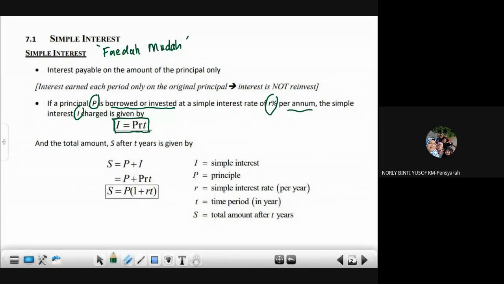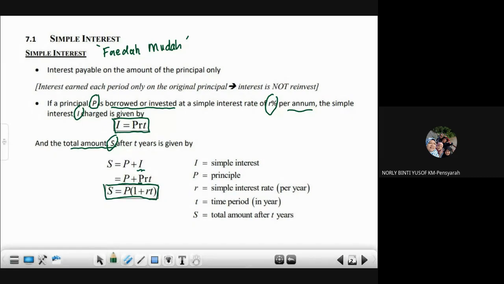So this is simple interest, and then the total amount S after T years, that means total amount adalah S, actually is your principal plus your interest. So principal plus interest adalah P plus PRT. If you sub, so you can take out P as factor, so you akan dapat formula sum total amount is principal in bracket 1 plus RT. So ini pun formula given in the list formula.